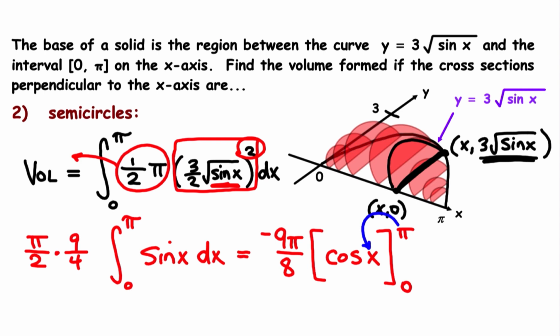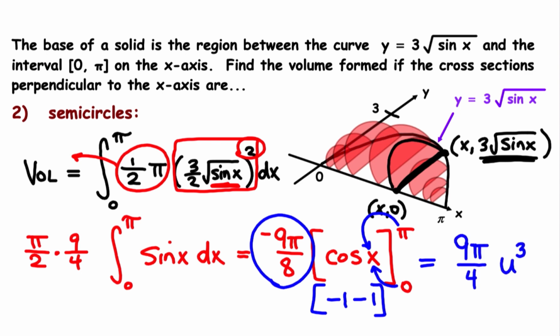Cosine of pi, that's -1. Minus, first fundamental theorem here, cosine of 0, that's 1. So that bracket will be -2, and -9 pi over 8 times -2. Negative times negative, thankfully, is positive, because clearly there's positive volume here. It's going to be 9 pi over 4 cubic units. And there we have it.